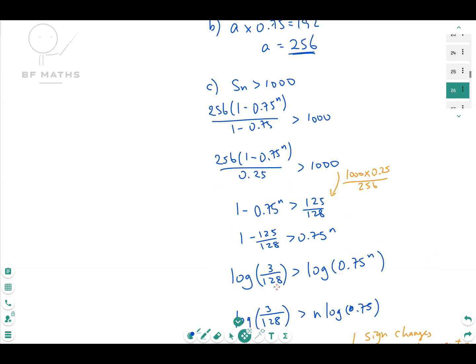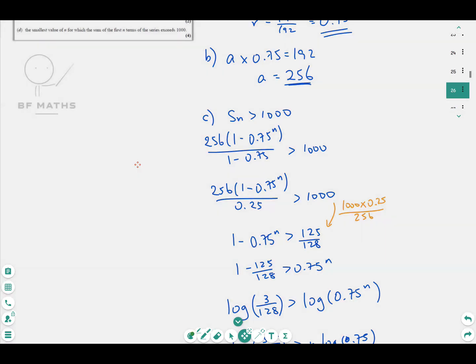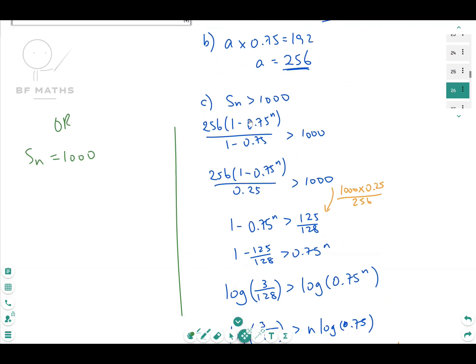Yes, you can. What you can do is, instead of making it greater than 1,000, you can let it be equal. So why don't we let Sn equal 1,000? Then that way you don't have to deal with any inequality, right? Because in here, what will happen is you'll get the next step.